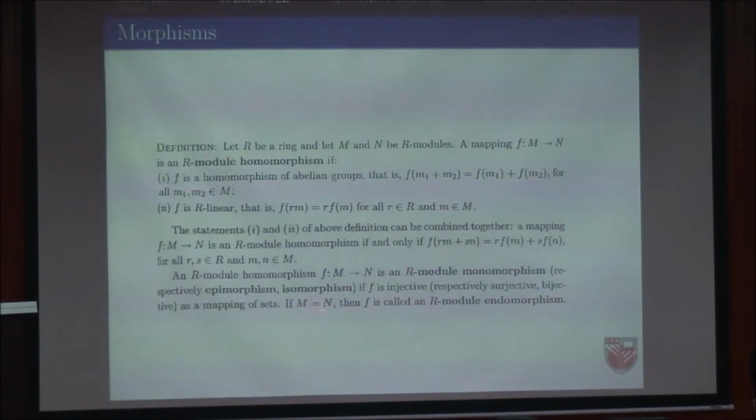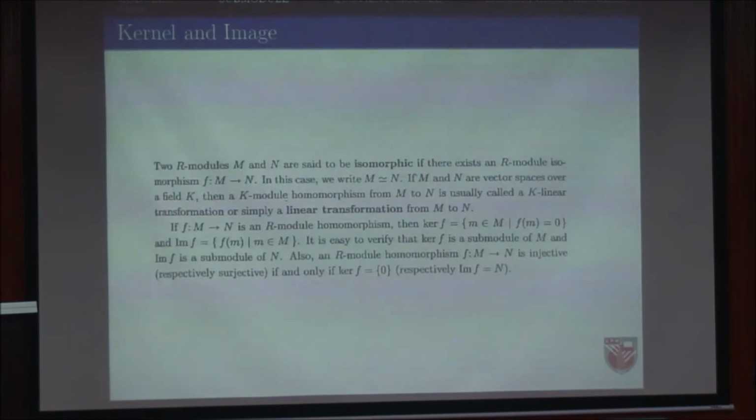If M and N are the same, then it is called an R-module endomorphism. If it is invertible, then it is called an isomorphism. If this function is one-to-one, then it is called a monomorphism. If it is onto, it is called an epimorphism. Isomorphic modules are denoted M isomorphic to N this way.